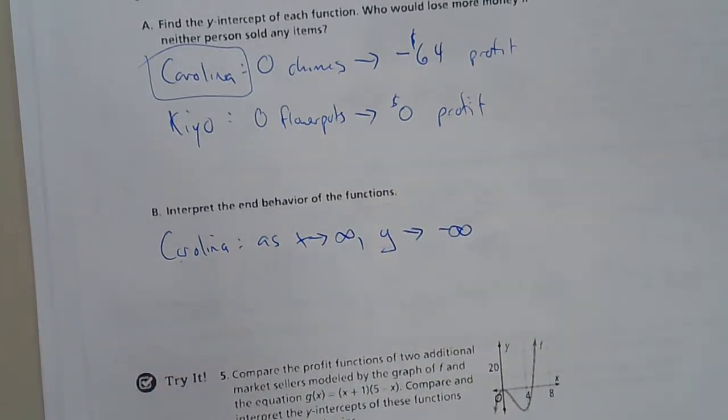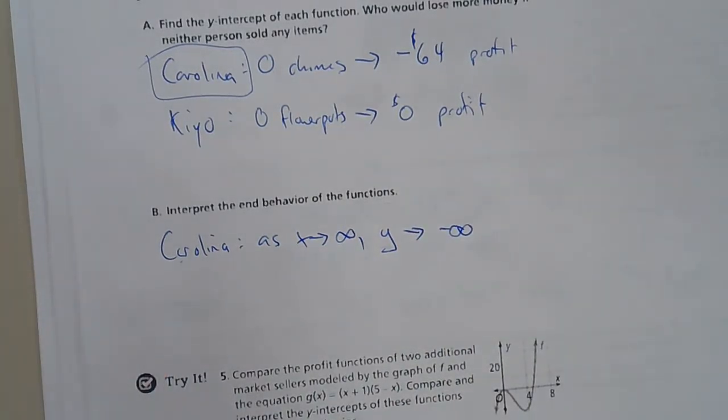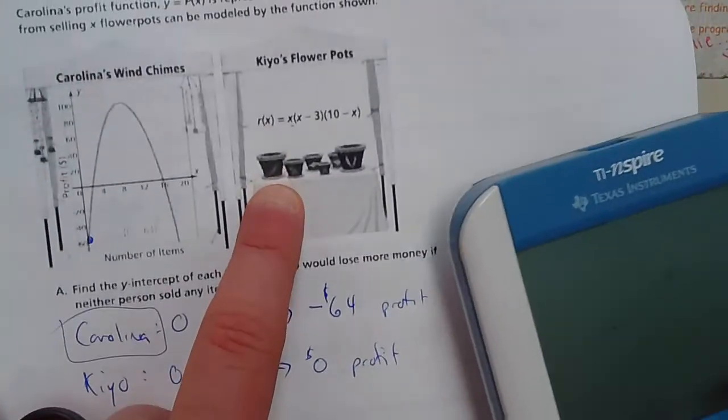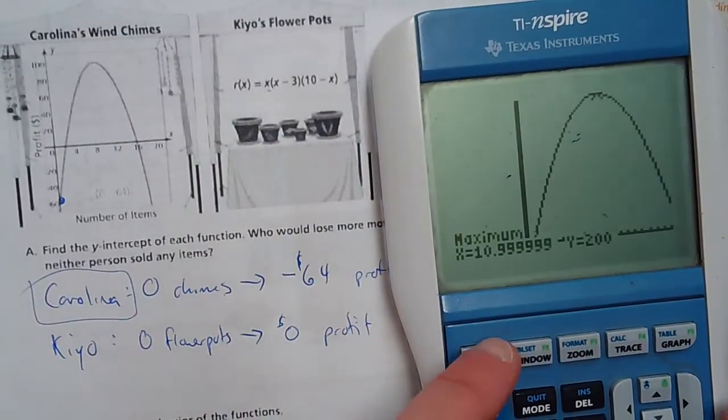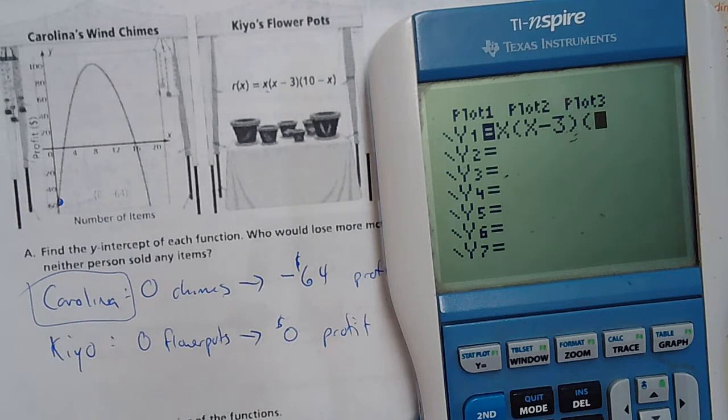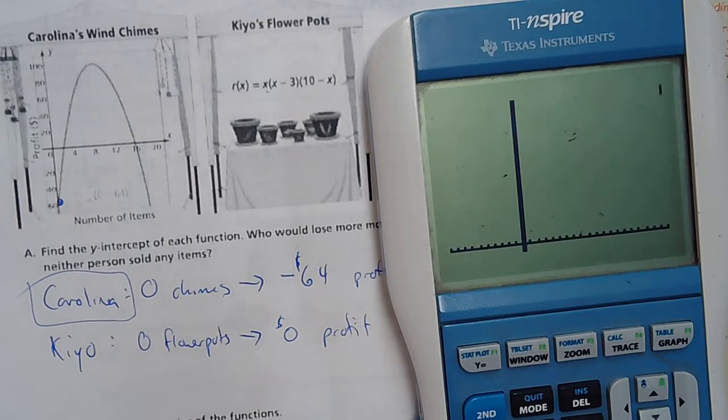Which is bad. That means she should not just make as many wind chimes as possible because she's going to lose money. Now with this one, let's go ahead and graph it just so we can see the end behavior. We can also simplify it, but I tend to find graphing is the quicker way to go about these. So we can type it in factored form like this, which is fine. And then we look at the graph and see what happens with this function.